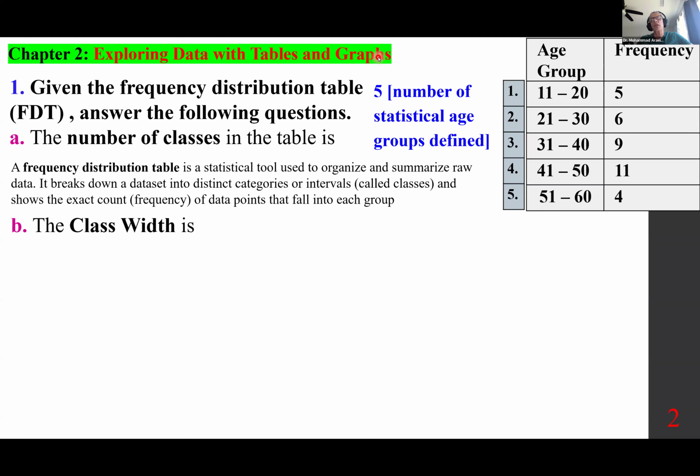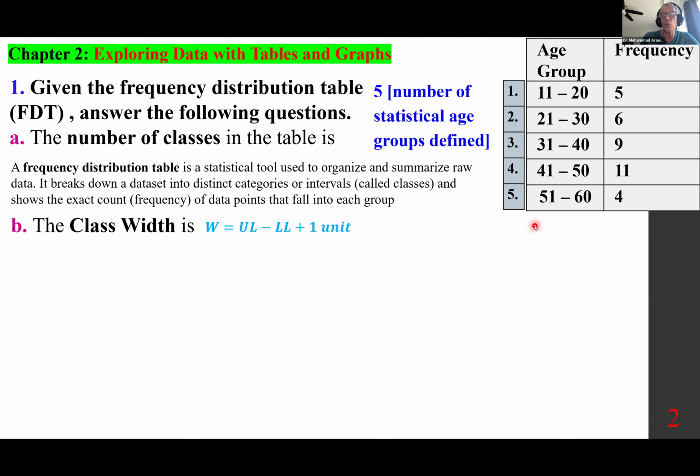The class width. So in each class, we want to know how many. Normally, the class width is chosen such that they are identical for each group. In some instances, they may not be. So how do we calculate that? The width is upper limit minus lower limit plus 1 unit. I want to make a point here.